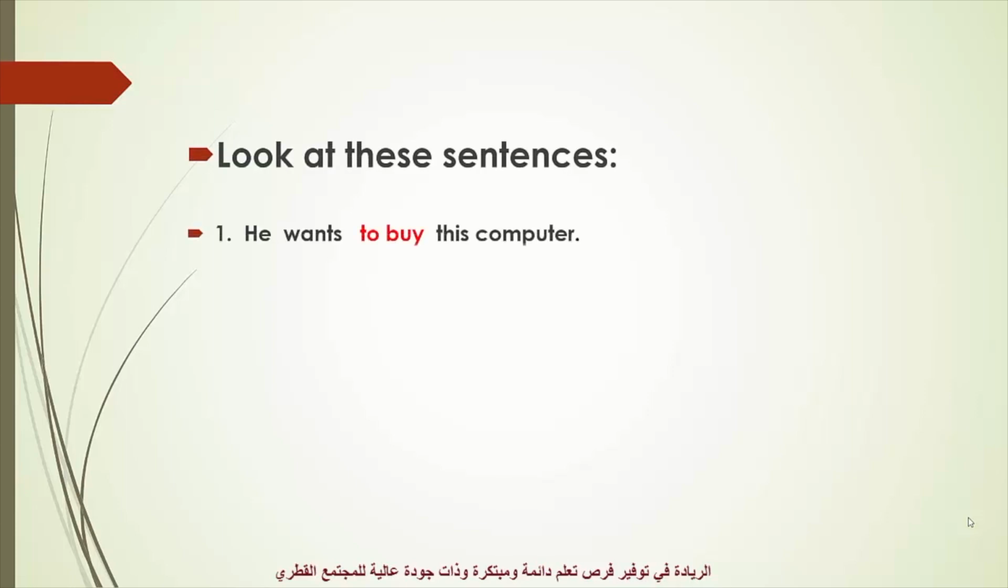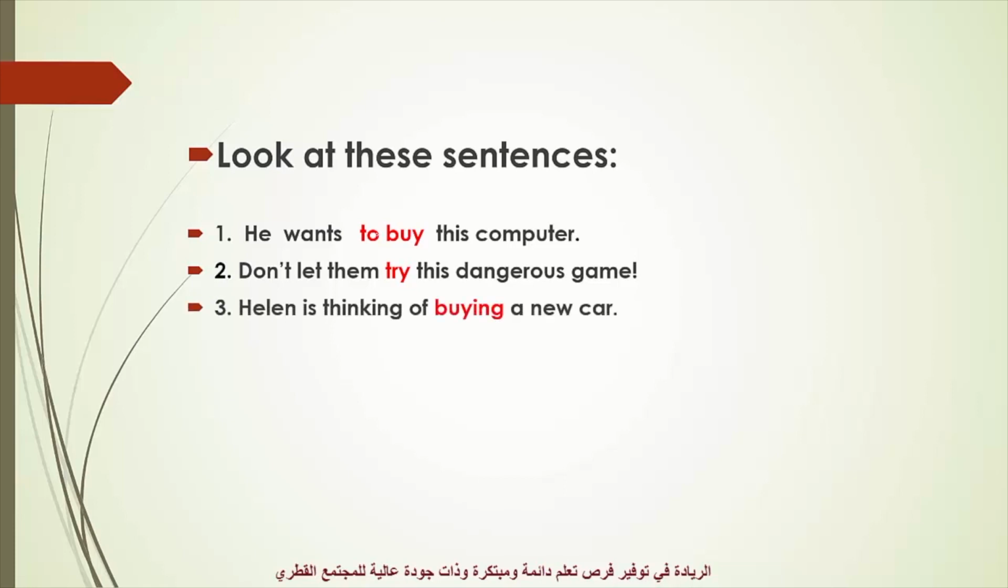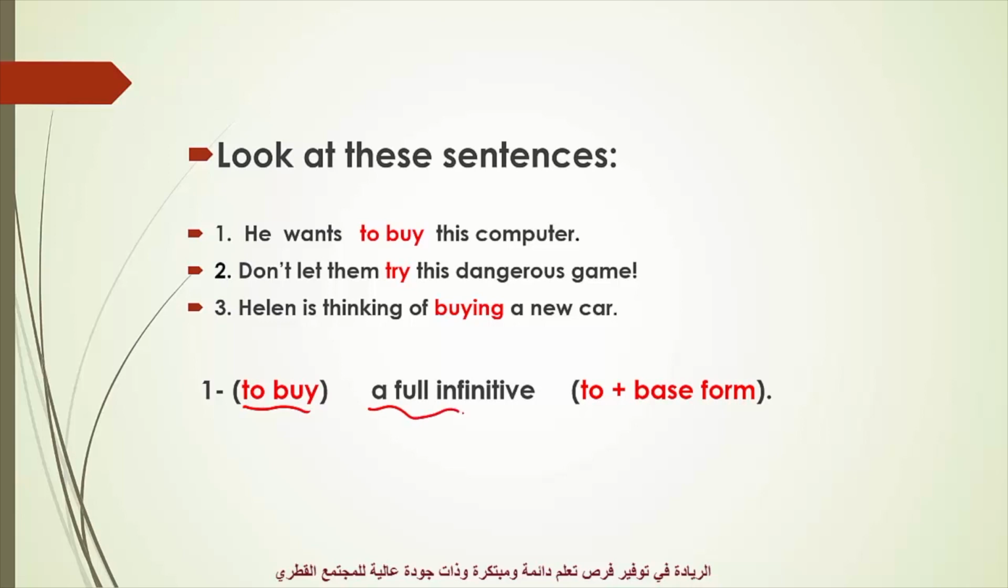1. He wants to buy this computer. 2. Don't let them try this dangerous game. 3. Helen is thinking of buying a new car. Okay, as you see in the first example, we have to buy, and this is what we call a full infinitive. So, the full infinitive contains to followed by base form.